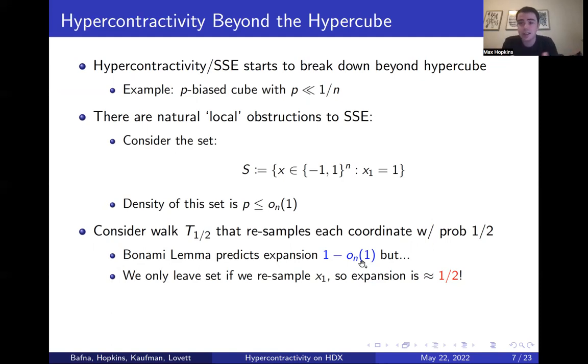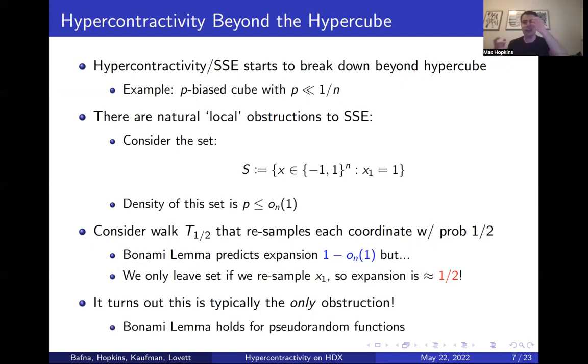So we can see immediately that we don't have small set expansion, and in particular, then we don't have the full strength Bonami lemma. But what many of these recent works on extended domains showed was that this is actually the only obstruction. As long as you avoid these dictators or subcubes, you actually do have the Bonami lemma.